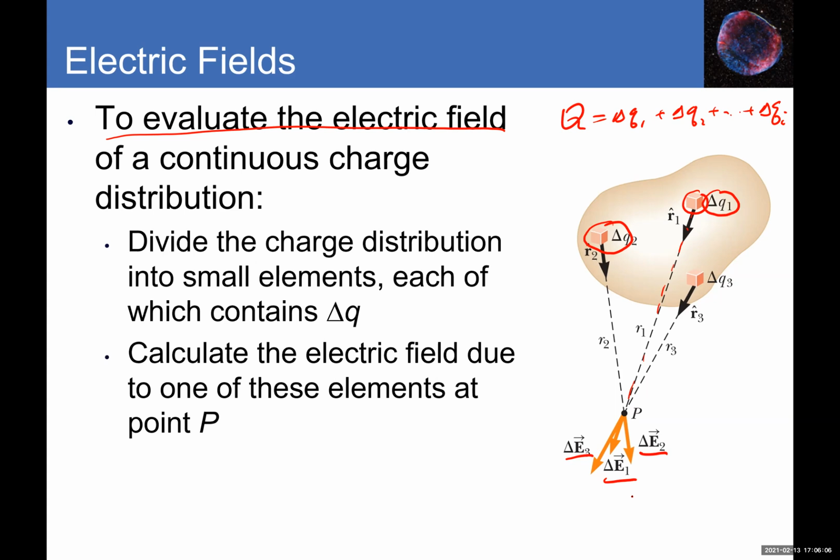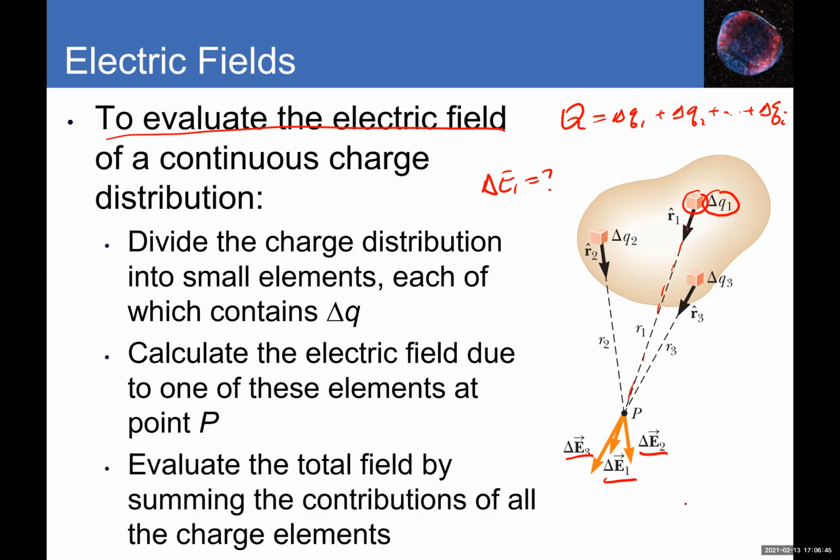Calculate the electric field due to one of these elements at point P. That means what I can do here is I can say that I'm going to take this delta Q1 and I'm going to find its contribution. So what is then this delta E1? How much this element contributes. That means I need to find the electric field expression for this element 1. Then I can generalize it. I'm going to do the same thing for element 2, same thing for element 3, same thing for element 4, 5, all the way to the ith number of elements, and then basically add them together. That means then evaluate the total field by summing the contributions of all the charge elements.